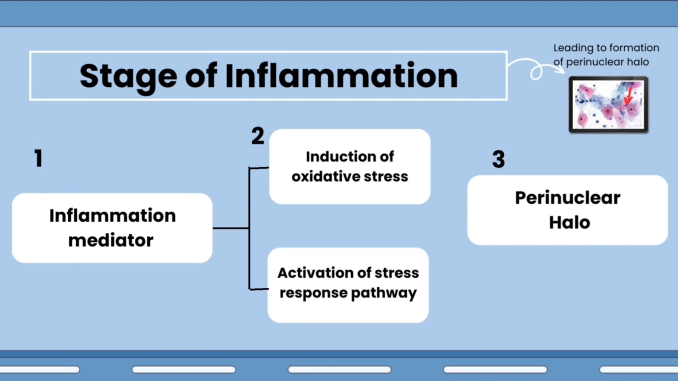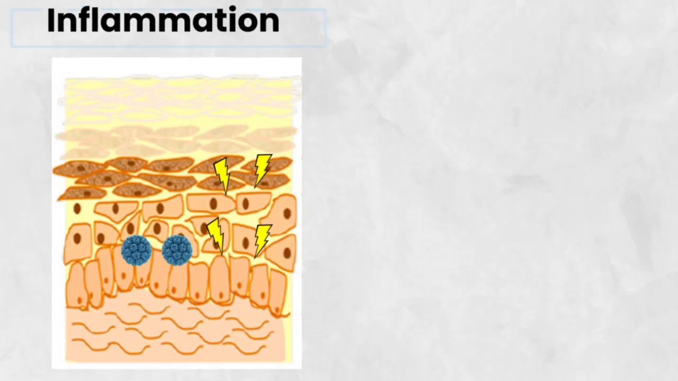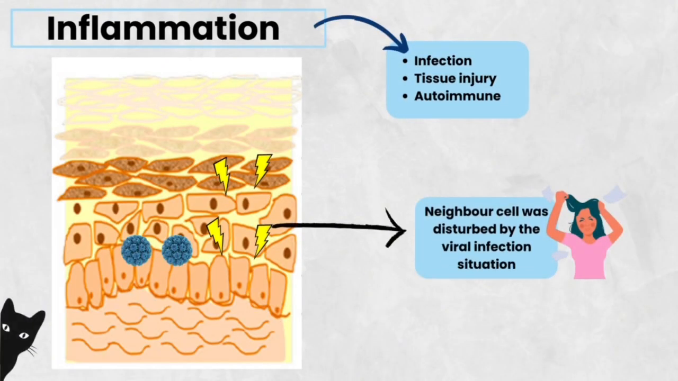Next, inflammation leads to the formation of the perinuclear halo. First, inflammatory mediators lead to induction of oxidative stress and activation of stress response pathways. Lastly, the perinuclear halo forms. Inflammation can be caused by infection, tissue injury, and autoimmune conditions. In this case, the inflammation is caused by cells infected by HPV.